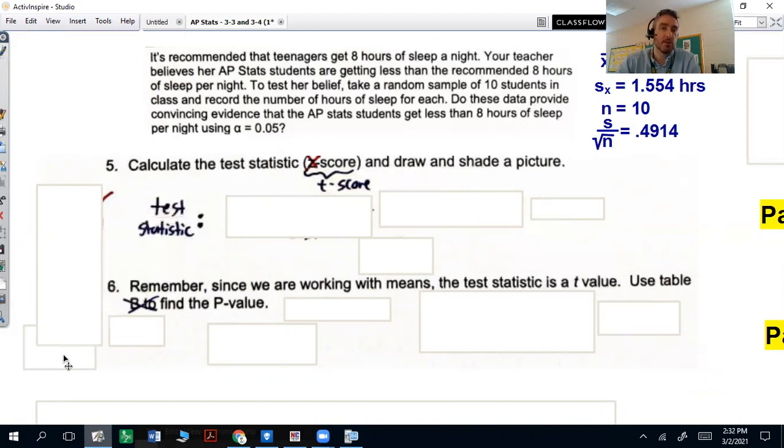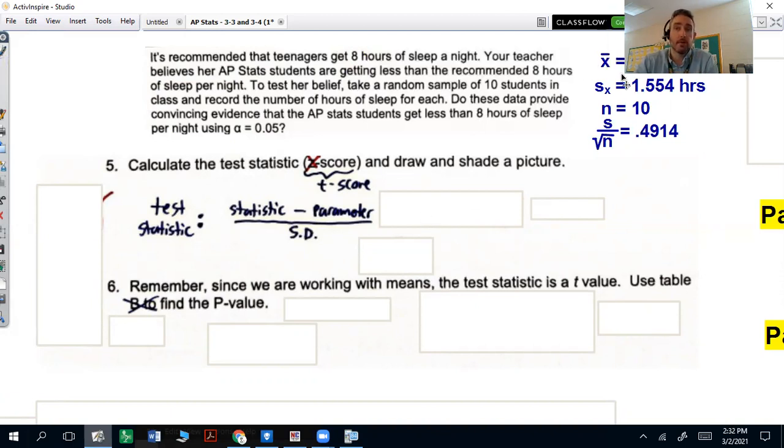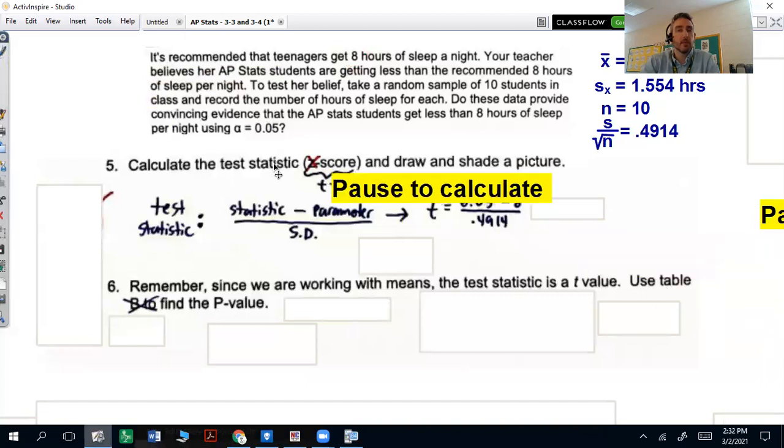And it's very similar to the z-score. You take your statistic minus your parameter and divide by your standard deviation. Your statistic in this case was 6.05. Your parameter was 8. The parameter is the null. Your standard error is 0.4914. And the reason we use t and not z is because we have a standard error, not a standard deviation. With proportions, we didn't have to worry about that. So calculate that. Pause to calculate.